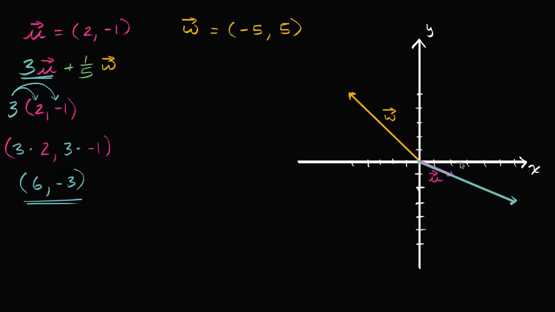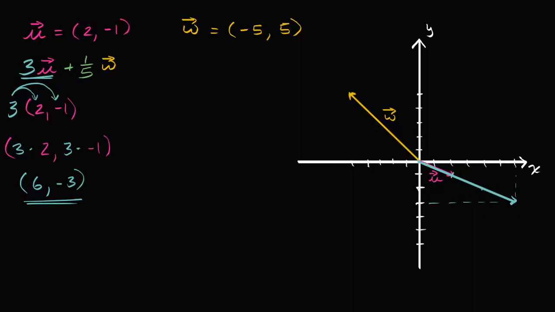We're at 6 to the right in the x direction, and then we went down 3 in the y direction. And notice, it's in the exact same direction as vector u. It just has 3 times the magnitude. That's vector u. That would be 2u, and then we get to 3u, 3 times the magnitude.